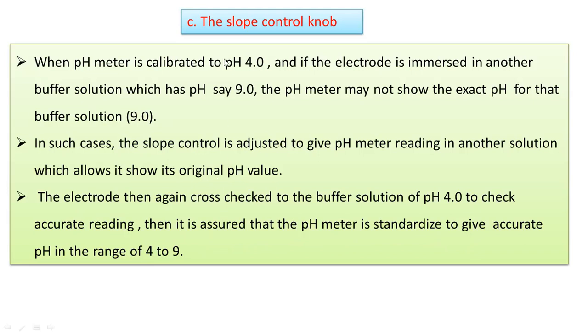So the slope control knob is for measuring the pH of solutions which have different pH values, when we are jumping from one pH to another pH. In that case, the slope control knob is provided on the pH meter.